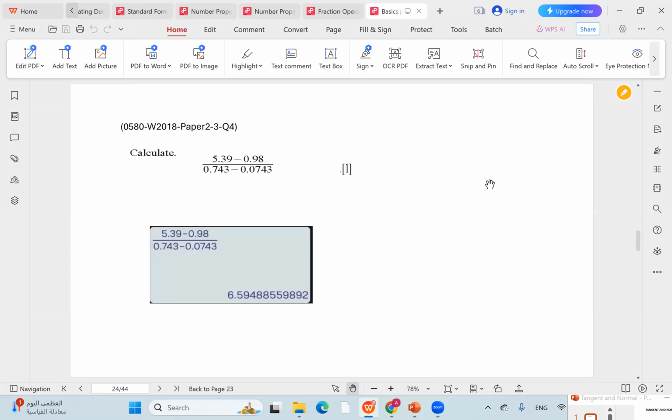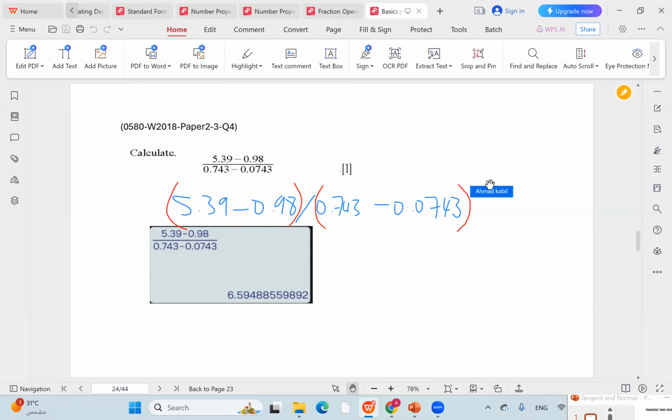So a good strategy is to write it as a fraction on the calculator. Some people might want to write it like this: 5.39 minus 0.98 divided by 0.743 minus 0.0743. If you write it like this, the calculator will not interpret it correctly. If you want to write it like this and get the correct answer, you would need to include brackets. So you need to have brackets like this, and then another set of brackets like this, so that your calculator understands the correct sequence or order of operations.